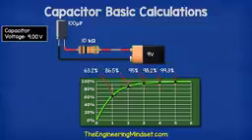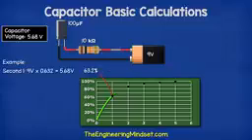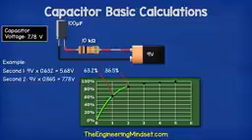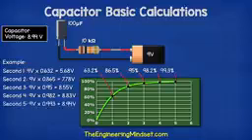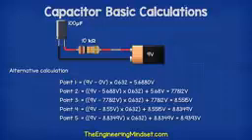So in this example, after 1 second, the capacitor voltage is 5.68 volts. After 2 seconds, it's 7.78 volts. After 3 seconds, it's 8.55 volts. After 4 seconds, it's 8.83 volts. And after 5 seconds, it's 8.94 volts. If you needed a more precise answer, we could also calculate each point like this.